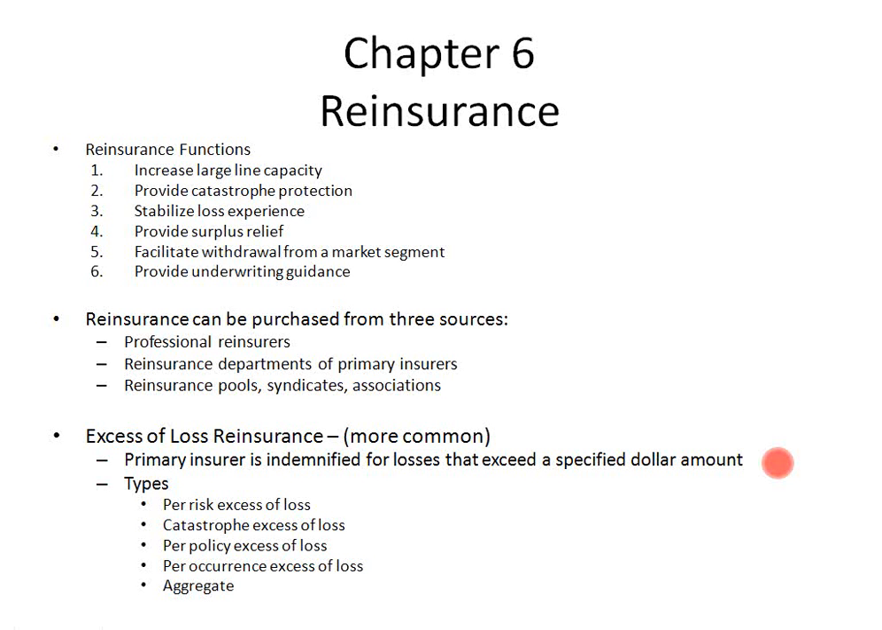So we move on from retros to reinsurance now. On reinsurance, it wasn't that long ago we went over this chapter, but I think the main question you want to have is, why do we have reinsurance? Which goes to the first bullet, which is the functions: increases large line capacity, provides catastrophe protection, stabilizes loss experience, surplus relief, and facilitates withdrawal from a market. So you want to know why we would have reinsurance. What's the purpose of it?